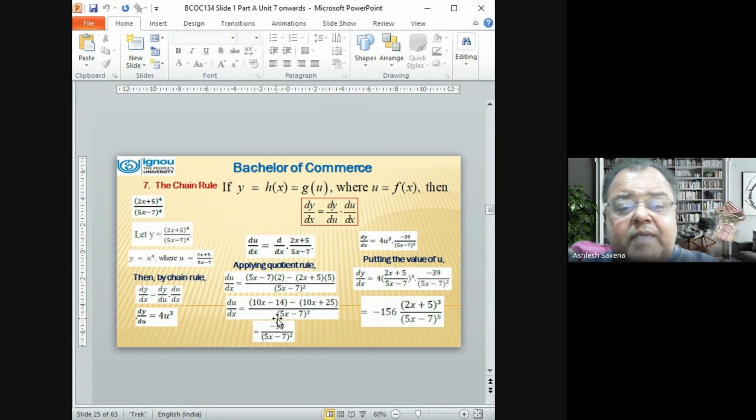Now, go back to the problem. What you have, now multiply this. You can see that there is something with u. What is your u? U is this. Replace this u by this and club all the things. Your answer will be in the form of x only, in terms of x.